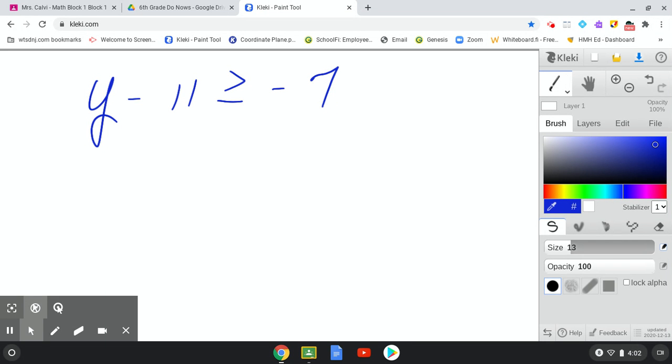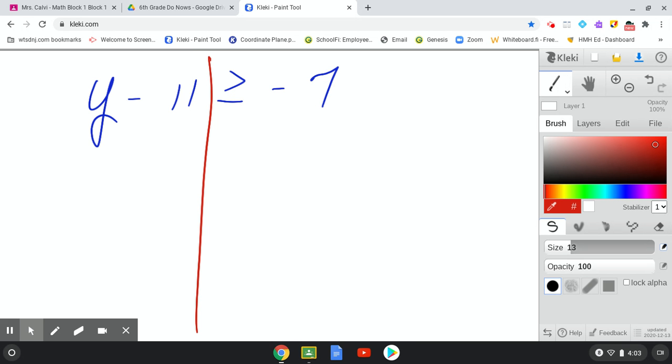Quick review on adding and subtracting, solving inequalities. So we are solving just as if it were an equation with an equal sign, except it's an inequality with an inequality symbol. So I want to get rid of that 11, so I'm going to add 11 to both sides.